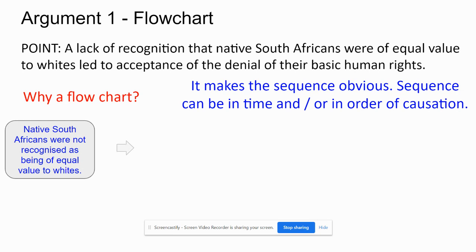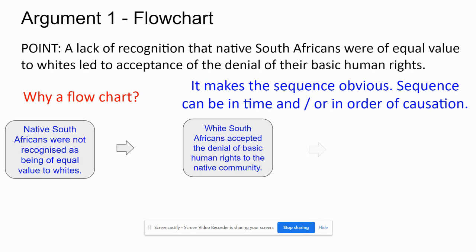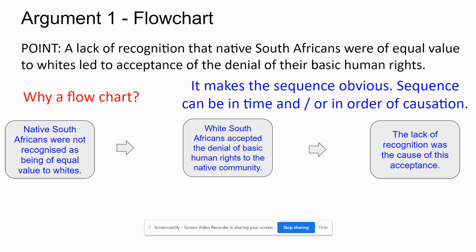Let's have a look at the flowchart with our last three subpoints, and we have them sitting there. And once we've got them in that, we can ask ourselves, firstly, what's the logical sequence? And it's a sequence in time, mainly. So the lack of recognition came before the acceptance of the denial of basic human rights, and then we link that all together with the cause thing around the idea that recognition was the cause.